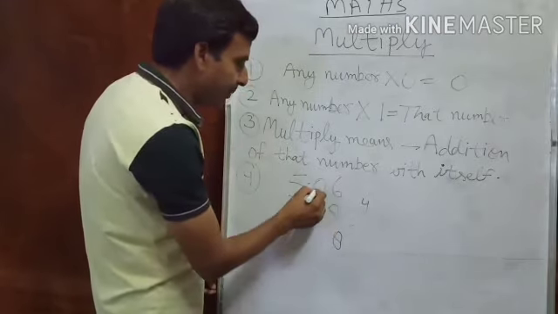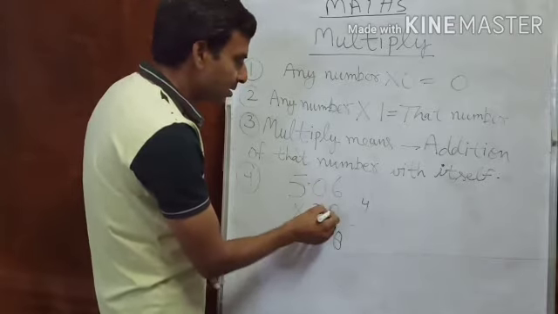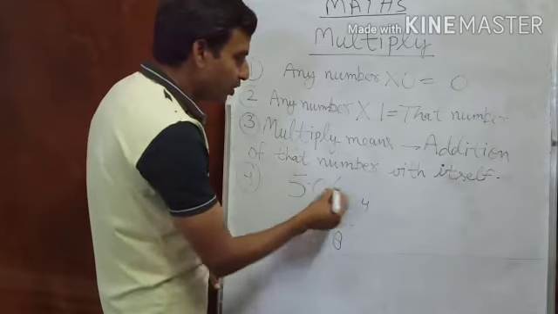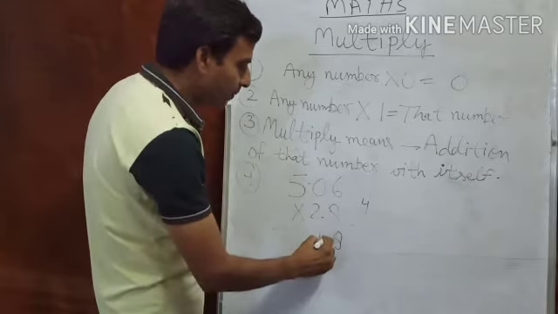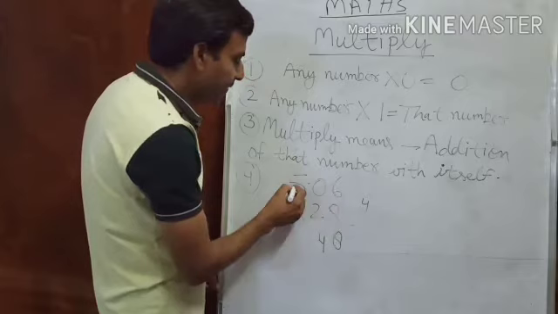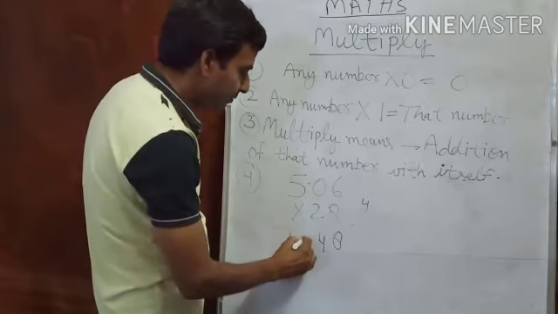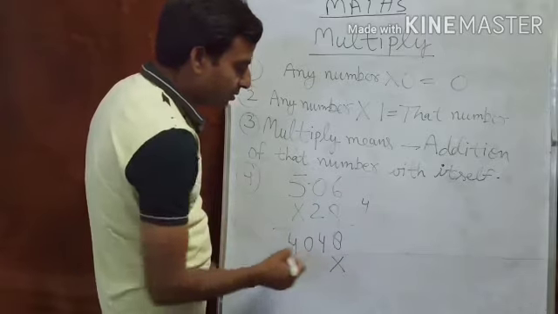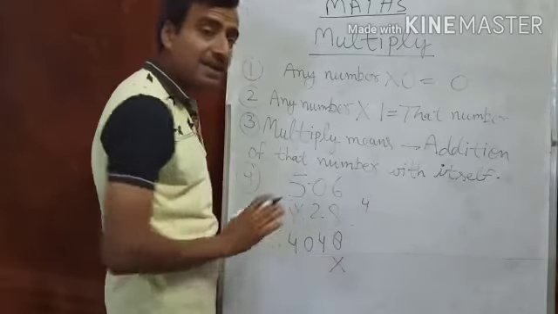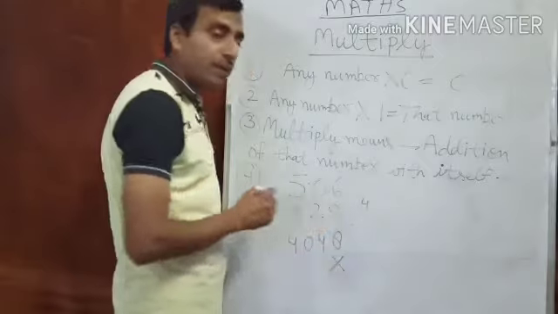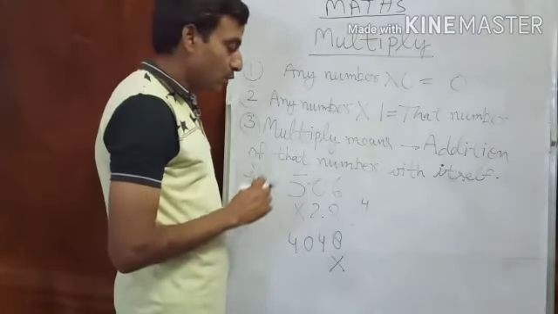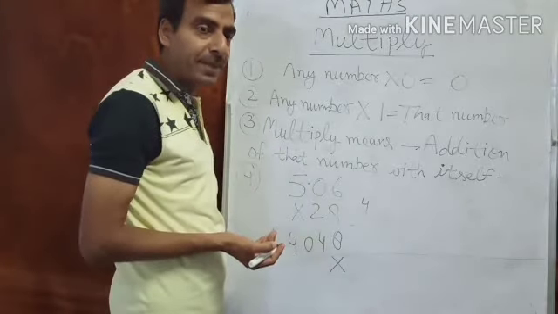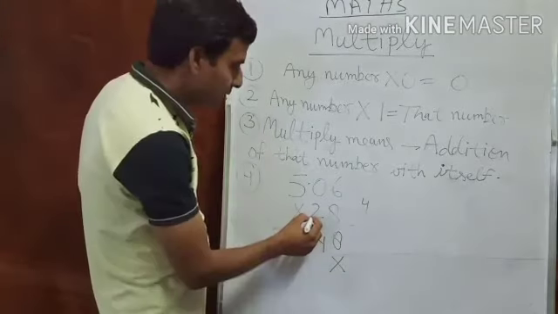Then 8 multiply with tens. 8 0s are 0. Then 0 plus 4 is equal to 4. Then 8 5s are 40. Then after we put a cross, a cross means there is nothing. But we put the cross over here under this digit to understand there is nothing here. If we leave this place empty, then we will be confused.